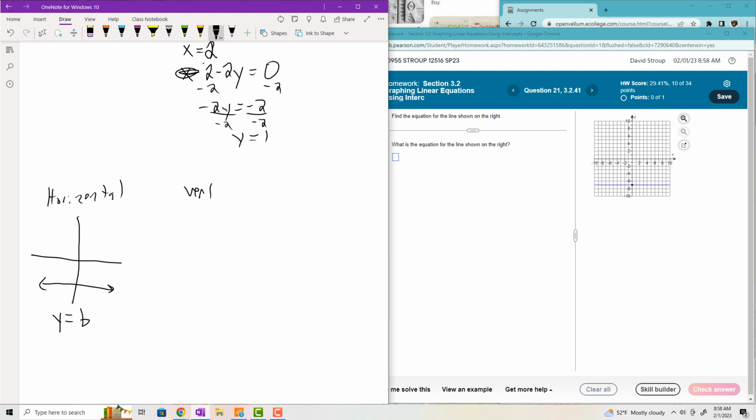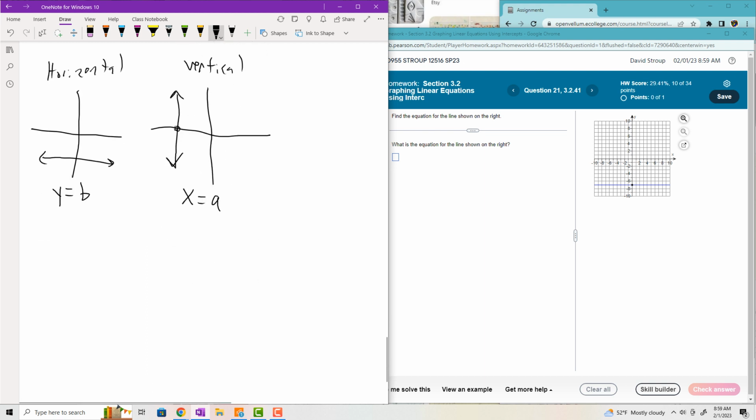For vertical lines, then, they'll look like this. So like a vertical jump in basketball. In those cases, there's only one intercept, and it's on the x. It's usually just one intercept on the x-axis. So you'll have x equal to whatever that value is.